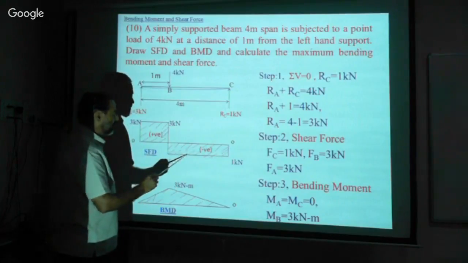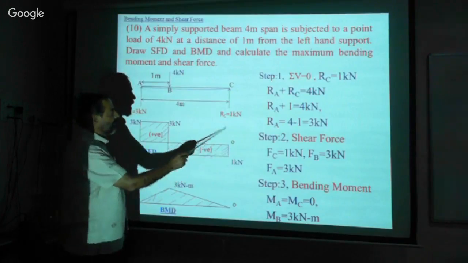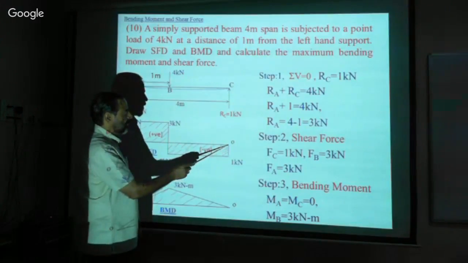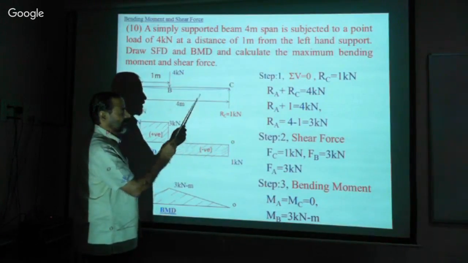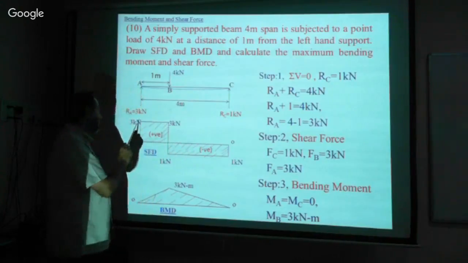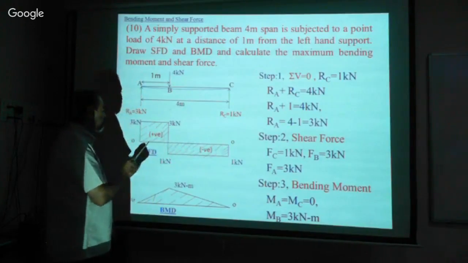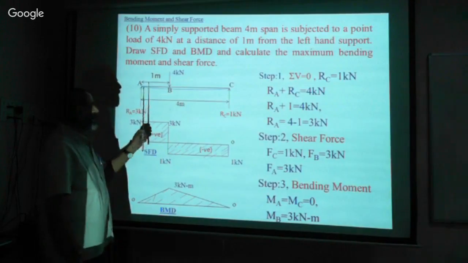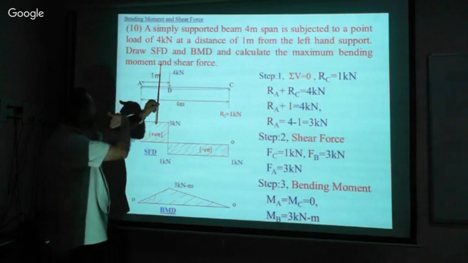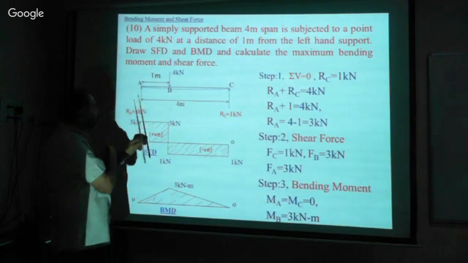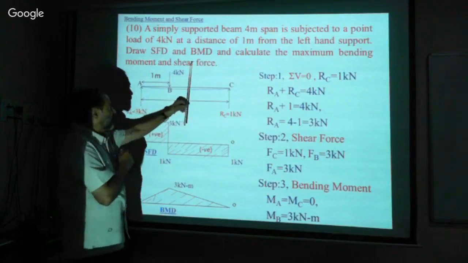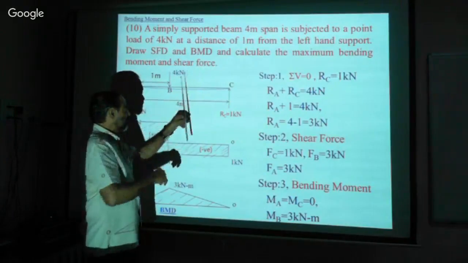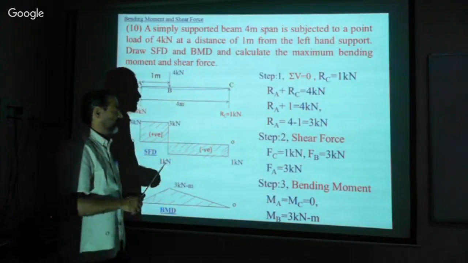Therefore, continue this shear force line, and at this point 1 kilonewton is acting upward, so you go up by 1 kilonewton and reach zero. This completes the diagram and gives you the shear force diagram. According to our sign convention, if the left side result is upward, it is positive; if the right side is upward, it is negative. Therefore, this is a negative shear force diagram.